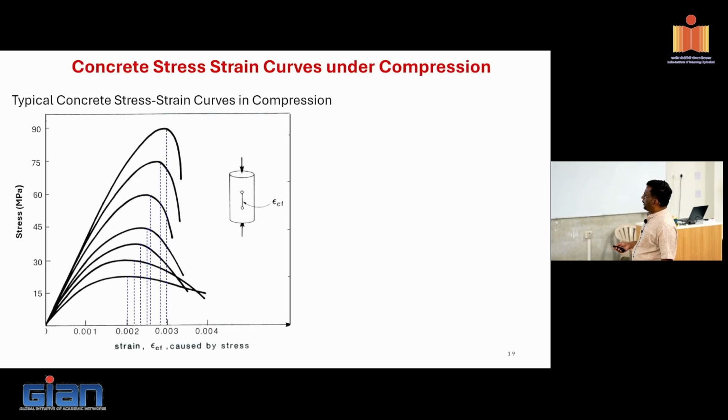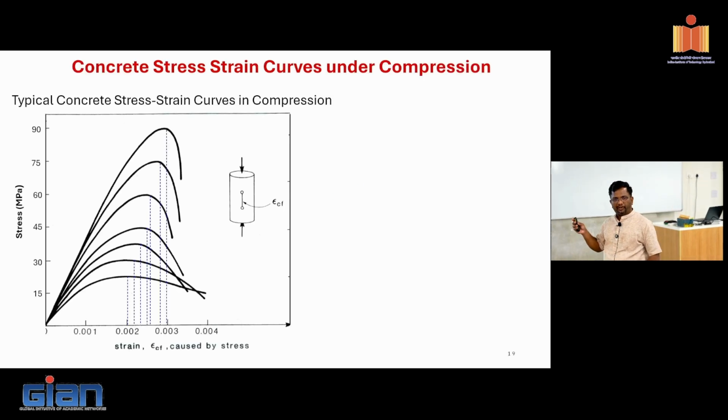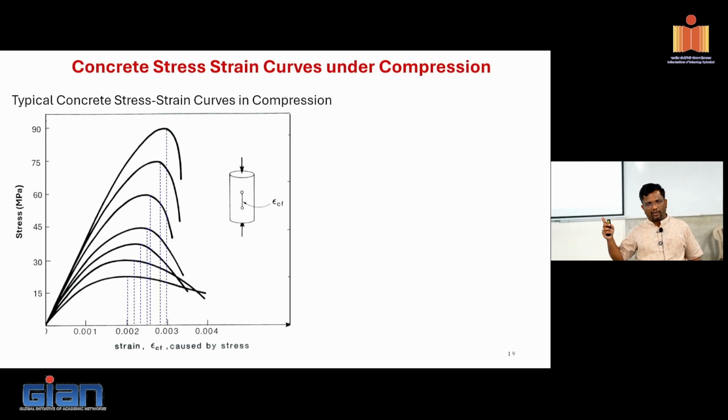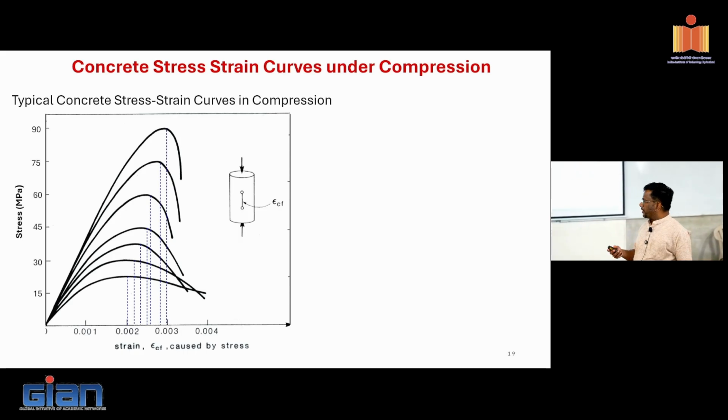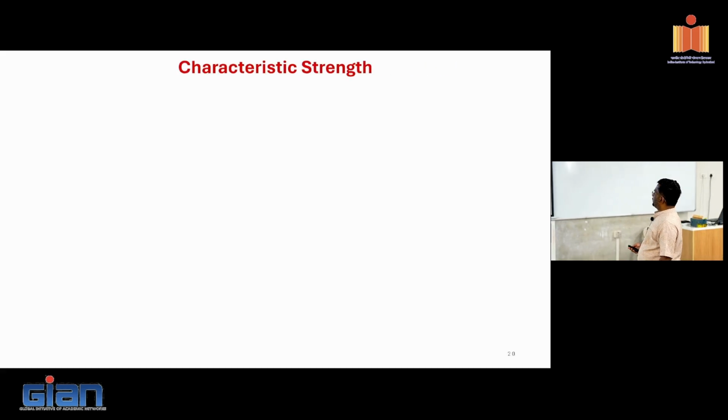Anyway, I need to keep this factor in mind, especially when you're designing a column with special concrete, high strength concrete. If I'm using 90 megapascal concrete and 30 megapascal concrete, which one should have a higher factor of safety? Which one will fail in a brittle mode? It is 90, right? So 90 megapascal should have a higher factor of safety. So that's what we tend to do.